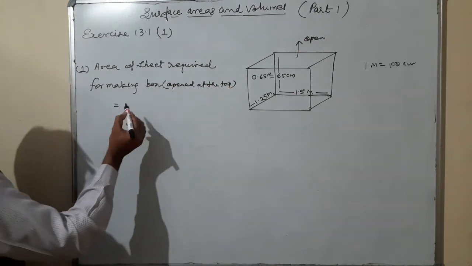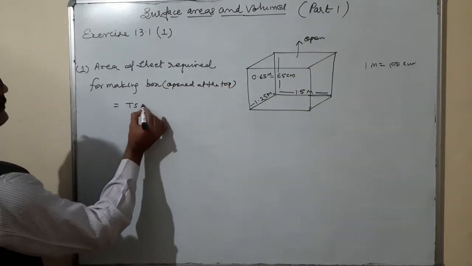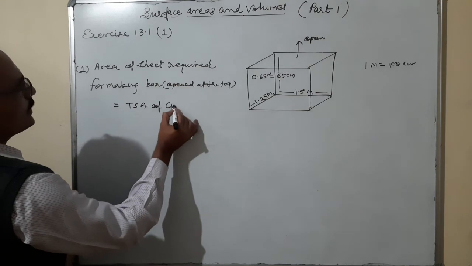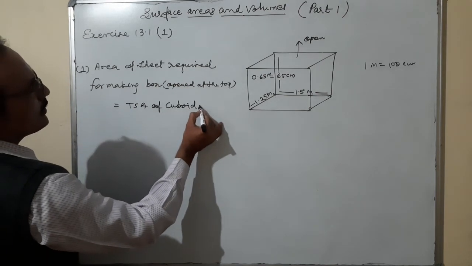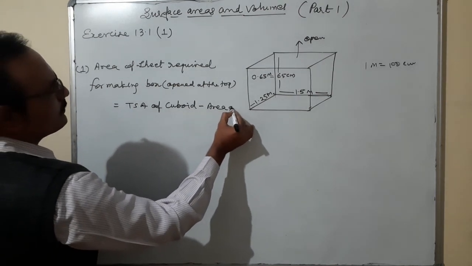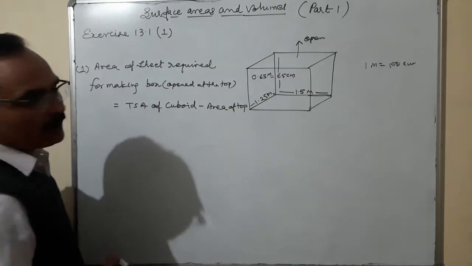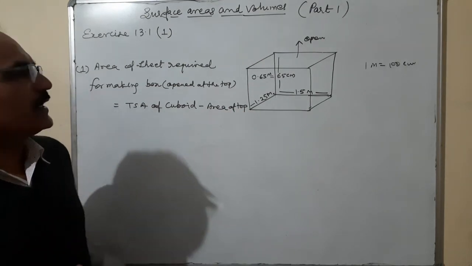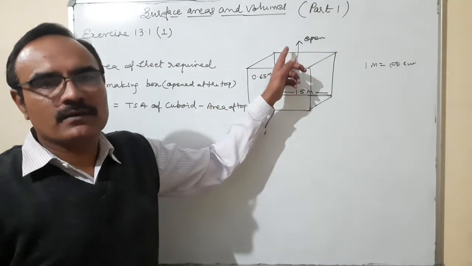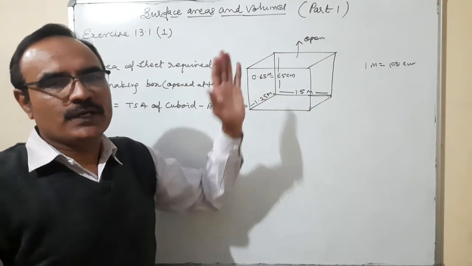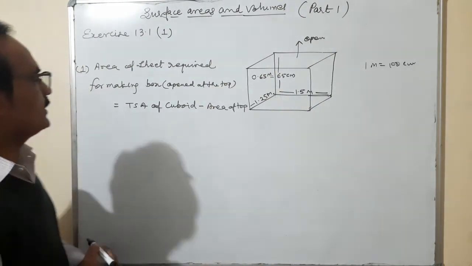So I write here TSA of cuboid minus area of top. Total surface area of cuboid minus area of top, because this area is not present in it. So that means we are going to find the area of 5 faces only.